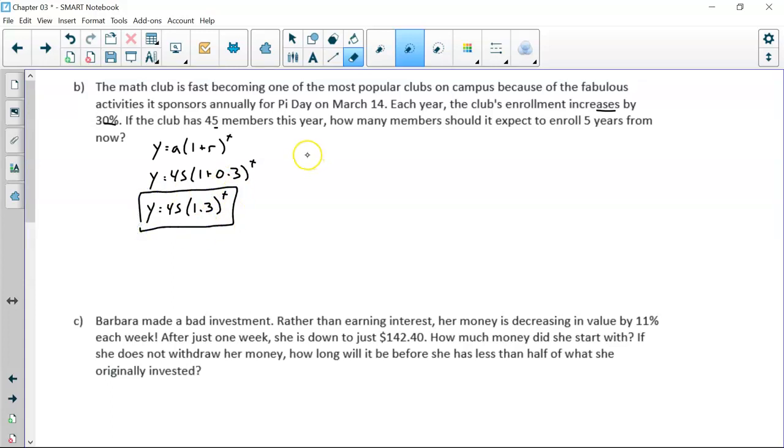So now T is going to equal 5. So we're looking at 5 years. So Y equals 45 times 1.3 to the 5th. And you're going to get about 167.08. So since they're people, we'll round down to 167 members.